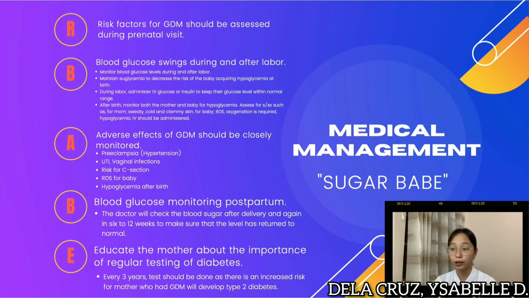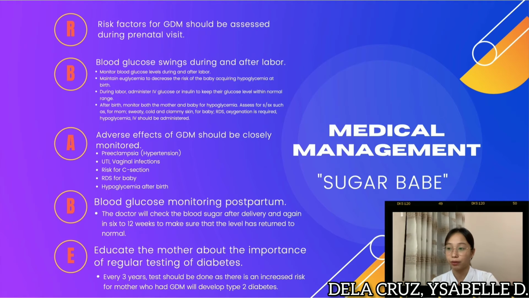Risk for C-section since yung baby maaari siyang mag-carry ng large baby since yung mataas yung glucose niya, pwedeng yung delivery niya is through C-section dahil hindi kakayanin ng normal delivery. Next is RDS for baby or the respiratory distress syndrome. Sabi ko nga kanina, naapektuhan yung pag-produce ng surfactant dahil sa abnormal levels ng glucose.